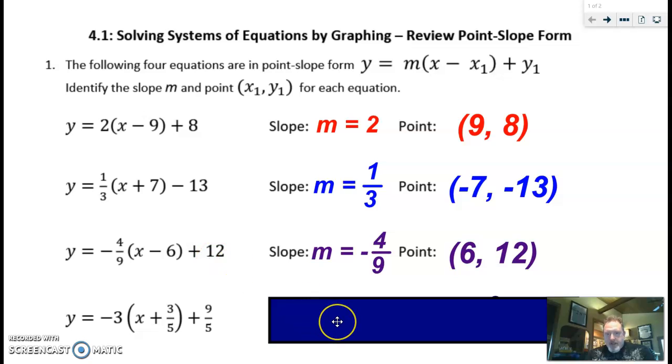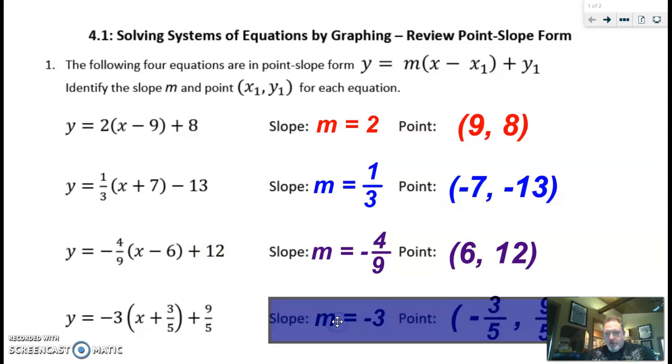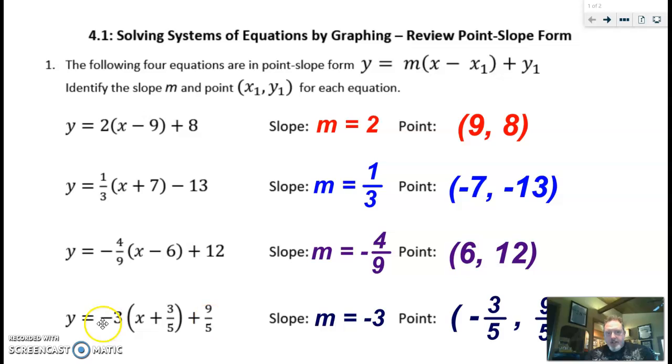And the last one down here, and it's okay if we get some fractions, that's fine. We have -3 for our slope, and -3/5 for x, and 9/5 for y. I apologize if the little screen in the bottom is covering that up, but 9/5 for y. So that is our identifying slope and the point in point-slope form. Next page, we're going to show you how to graph these and get an intersection point.